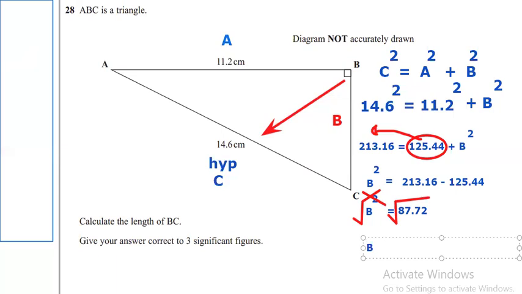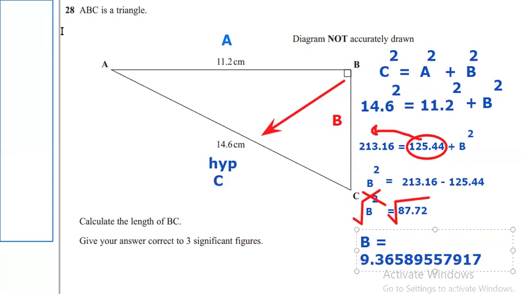Let's make it bigger so you can see it. So b will equal the square root of 87.72. Let's write all of the numbers and then we will follow the rounding step, okay? So the square root of 87.72 will give you 9.36589557917. Okay. So all of these numbers are in the calculator.